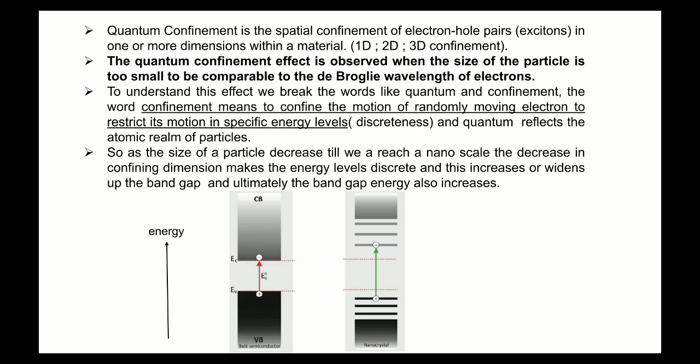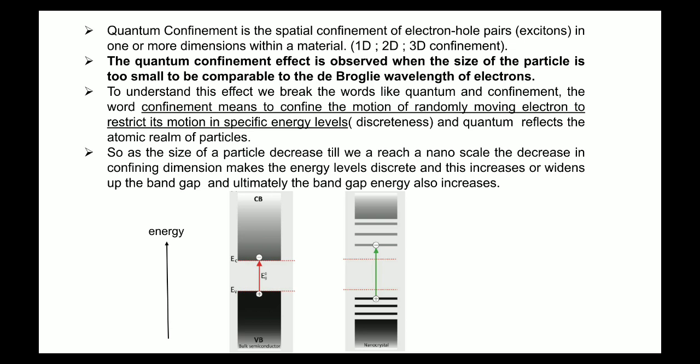So you have to keep in mind that when the quantum confinement effect is observed in the material, two things especially can be observed when the bulk semiconductor material is reduced to a nanocrystalline semiconducting material. One is that the continuous energy levels become discrete; they no longer remain continuous, they become discrete.